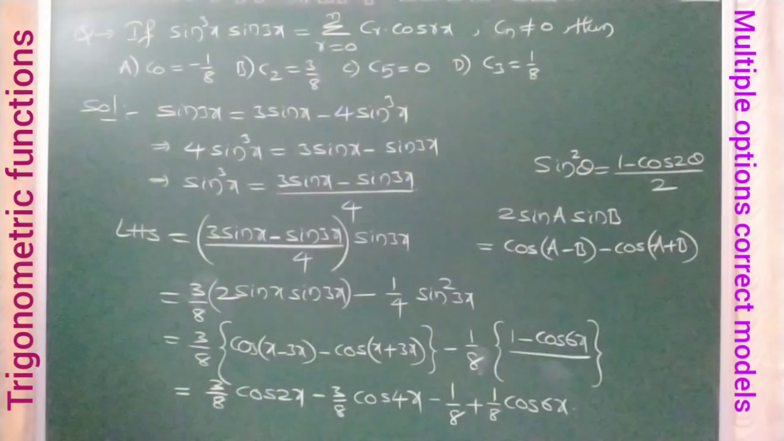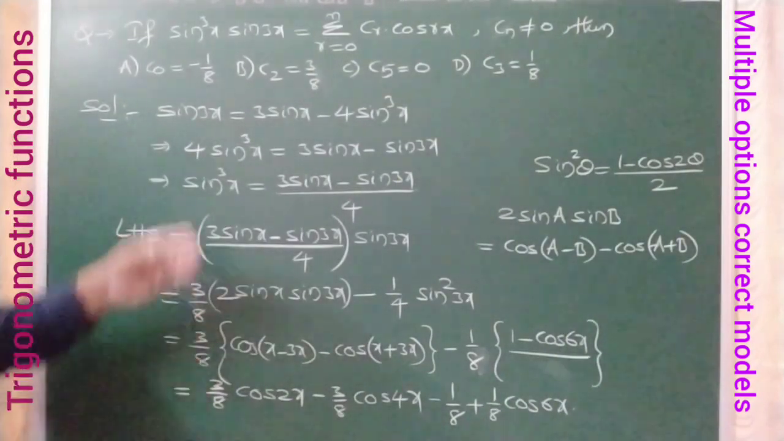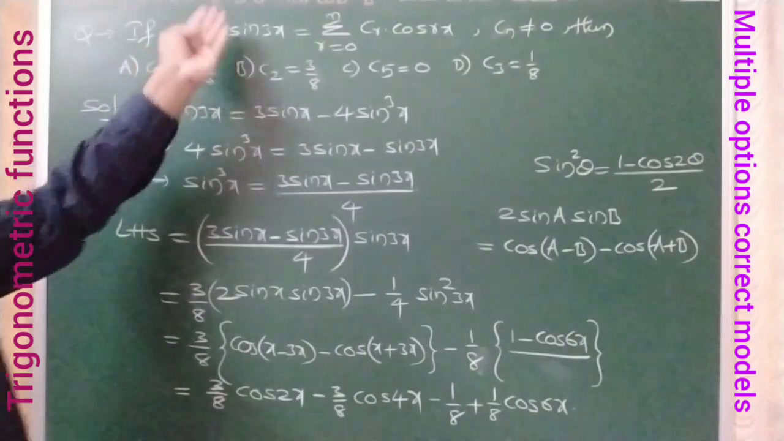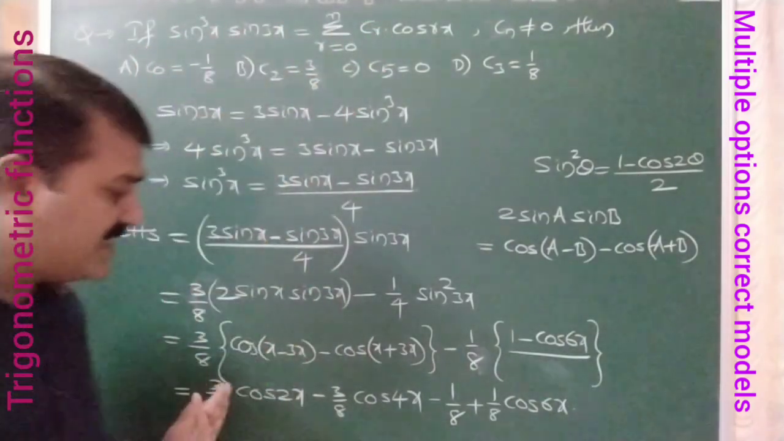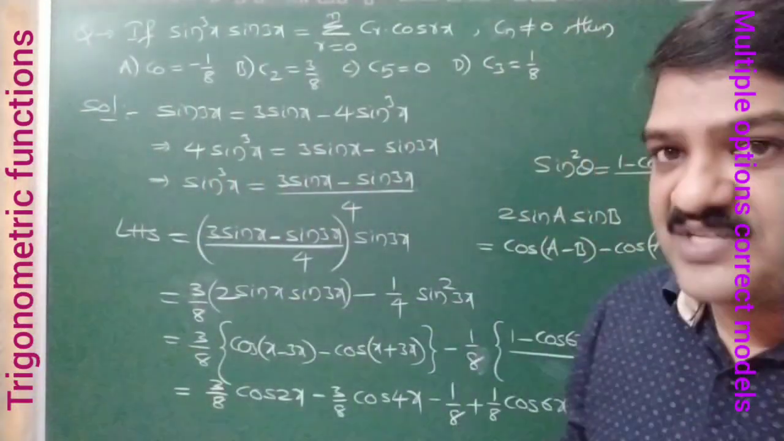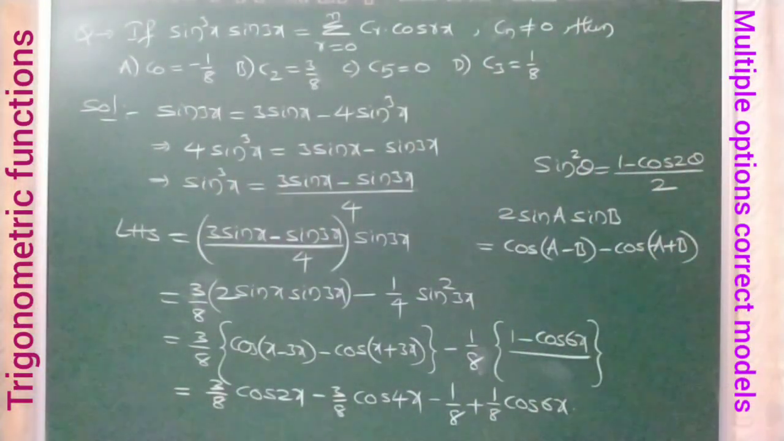So this is the value of the LHS when we are trying to represent the LHS in terms of cos function terms. We got the complete LHS in terms of cos function terms, as we can clearly observe.